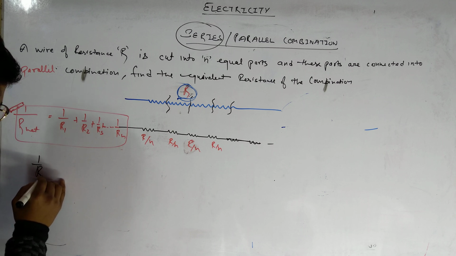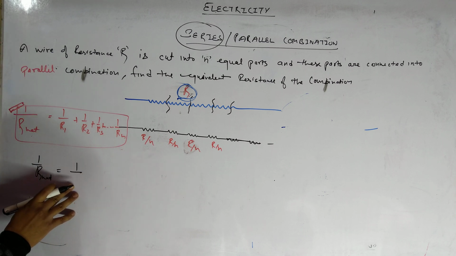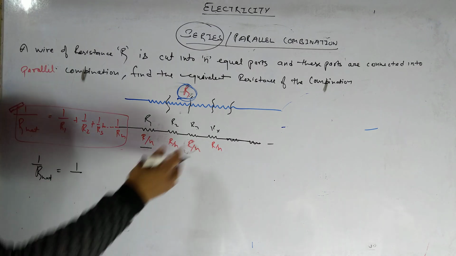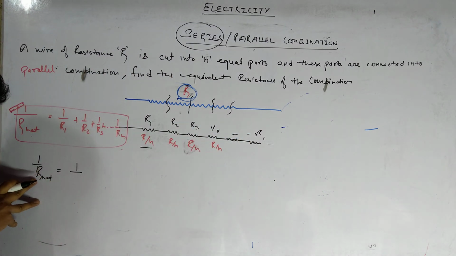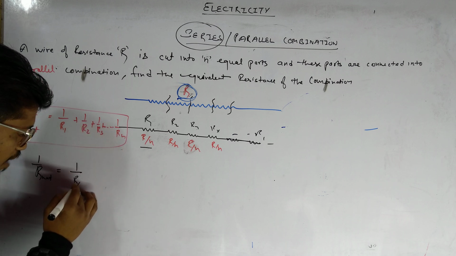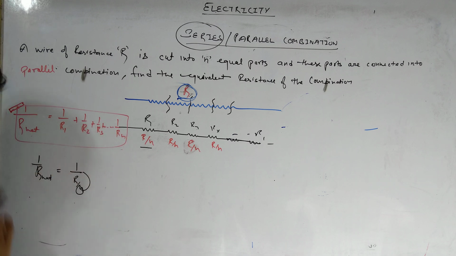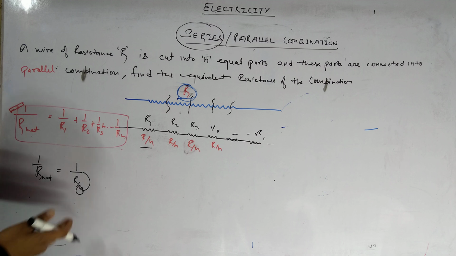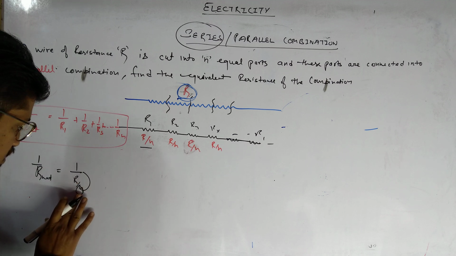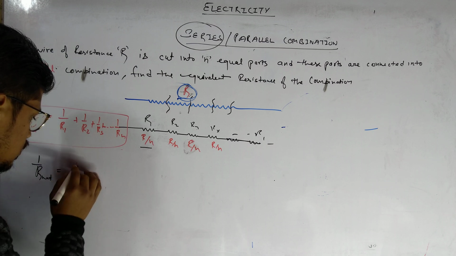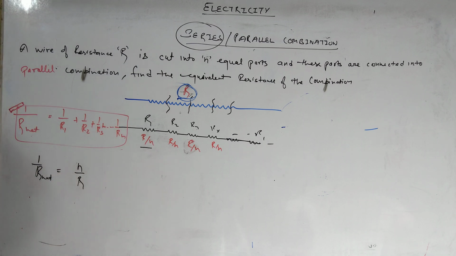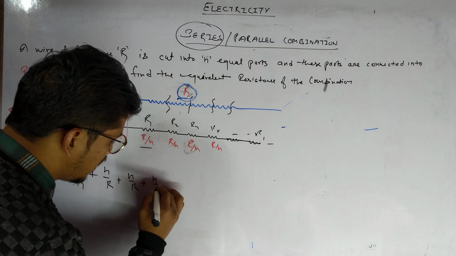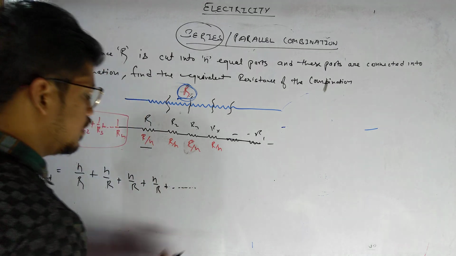1 upon R net is equal to 1 upon R1 plus 1 upon R2 plus 1 upon R3 plus 1 upon R4, dot dot dot Rn. So 1 upon R1, R1 means R upon n, and this n is shifted to the numerator because it was in the denominator. This is a basic calculation. So it becomes n by R. So n by R plus n by R plus n by R plus n by R plus dot dot dot and so on.